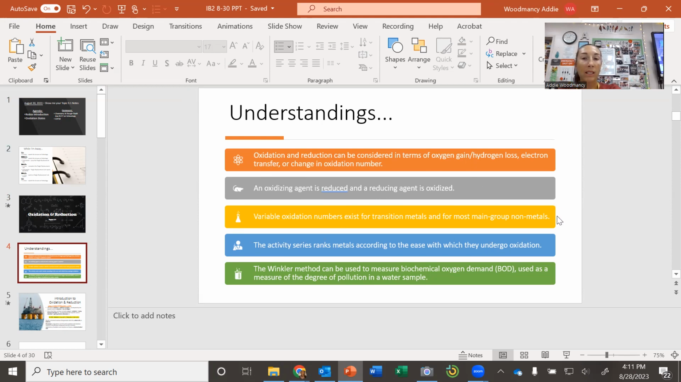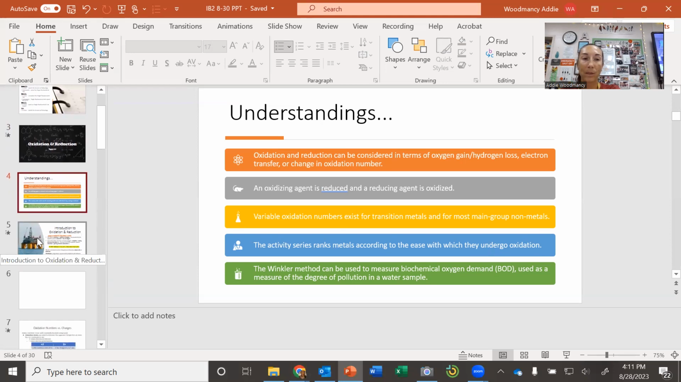We're going to talk about oxidation numbers and how to find oxidation numbers today. And then later we'll talk about the activity series, which is how we can rank how easily metals undergo oxidation. And then we'll talk about the Winkler method when I get back and how we can use this in environmental chemistry.